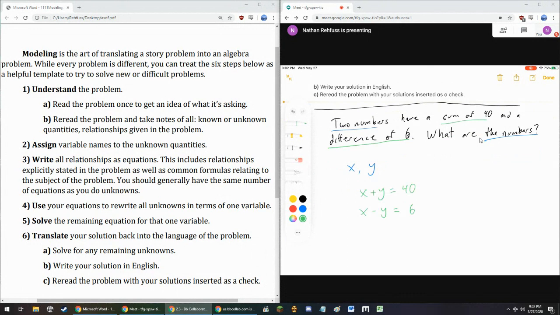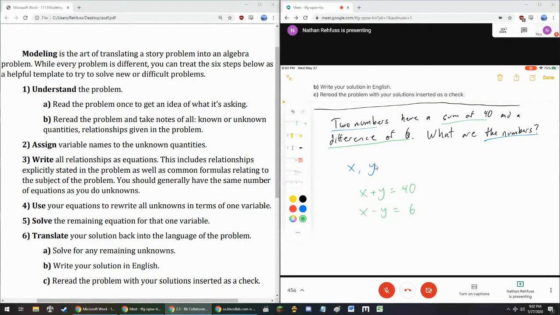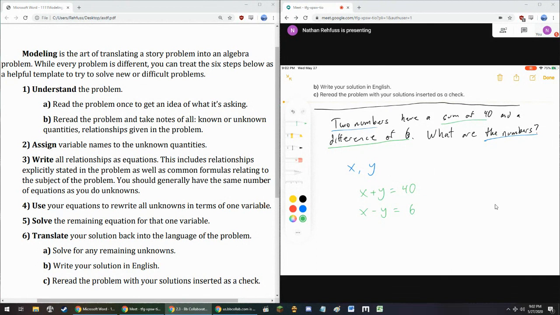The key is you want to have as many relationships written down as you have variables. So since I have 2 variables and 2 relationships, I'm probably golden. This works 95% of the time. If you have 3 variables and 3 relationships, you're probably in great shape. Very rare to see a case where you need more or fewer. It happens, but it's very rare.